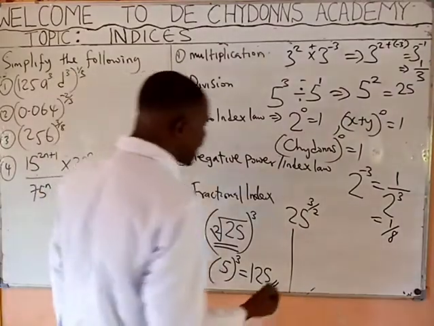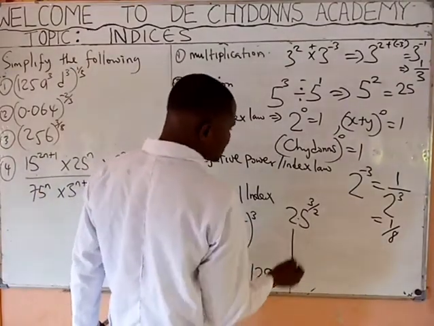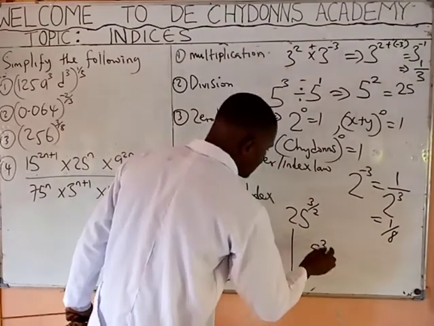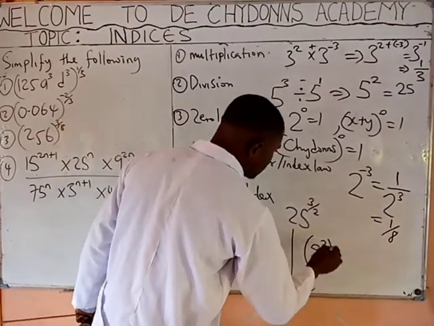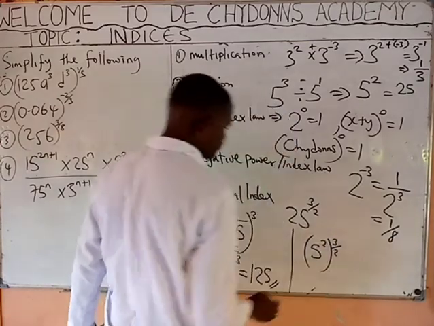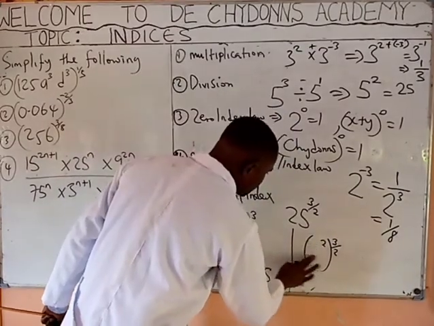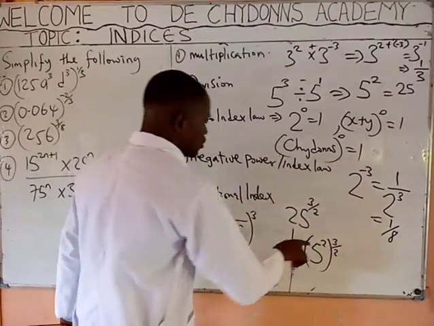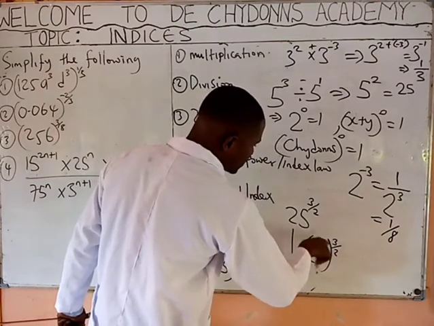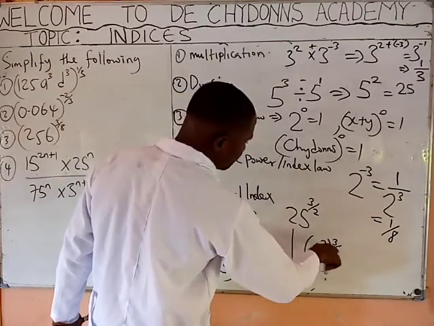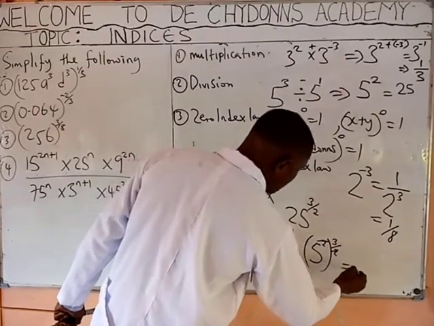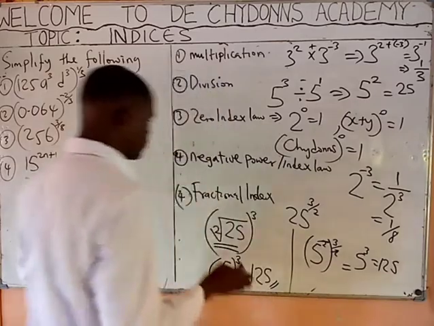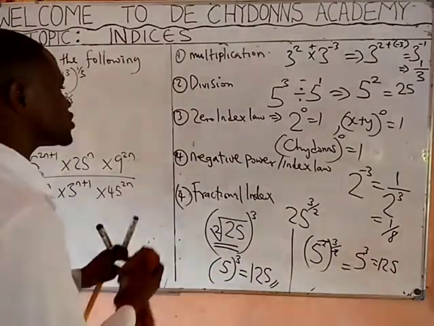Then another method I can use is reduce 25 to its basic index form. I will be having 5 raised to the power of 2, then raised to the power of 3 over 2. This we cancel this. That will be leaving you with 5 raised to the power of 3, equal to 125. Now, that is about fractional index law.